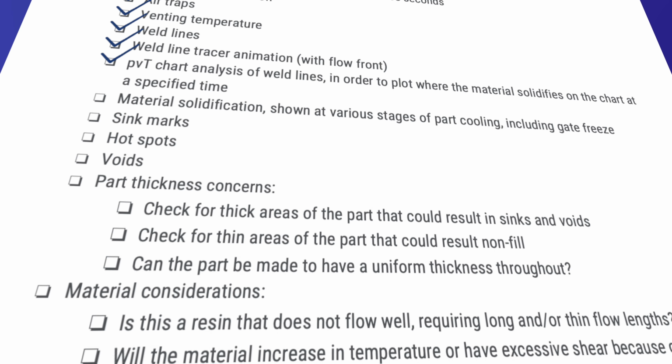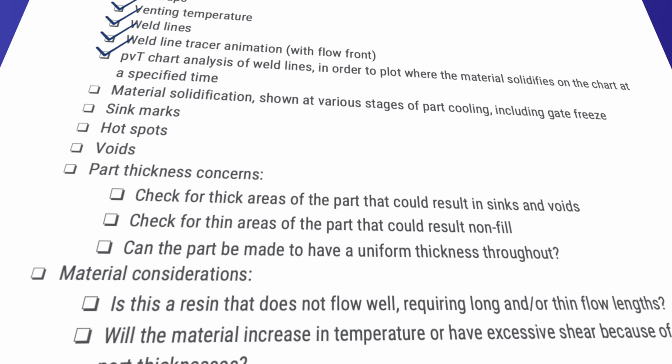This helps determine whether a weld line falls in a high stress area, a sealing surface, or a cosmetic face. PVT chart analysis of weld lines takes that one step further by confirming whether the plastic at the weld line is at the correct pressure, volume, and temperature when it solidifies. If not, the weld line may remain weak and become a long-term failure point in that part.